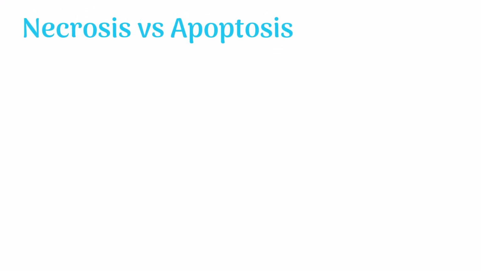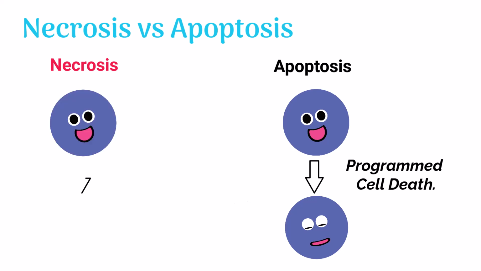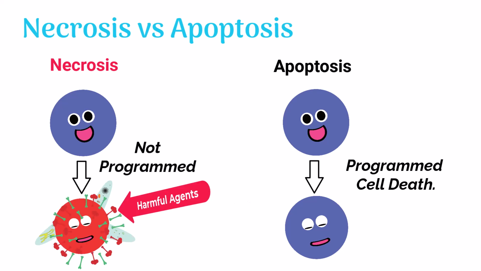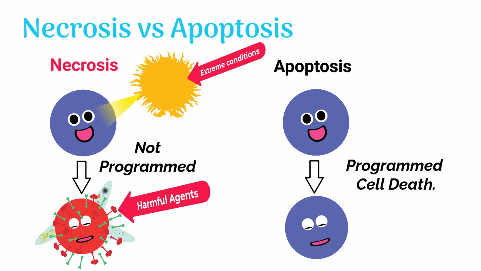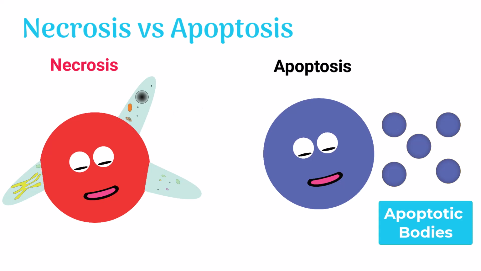Necrosis versus apoptosis. Apoptosis is pre-planned or programmed cell death. It's a natural process that the cell triggers itself. While necrosis is not the programmed death of cell, different diseases, harmful agents, and extreme conditions cause necrosis. The cell membrane breaks in necrosis, while in apoptosis the cell membrane does not break.